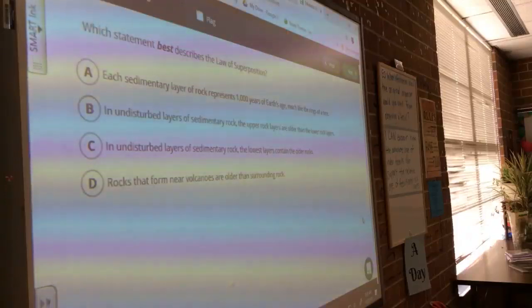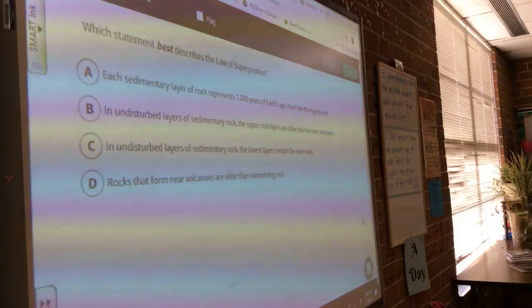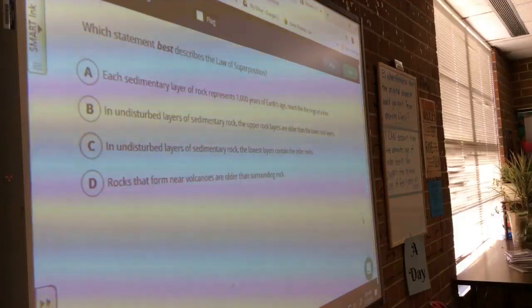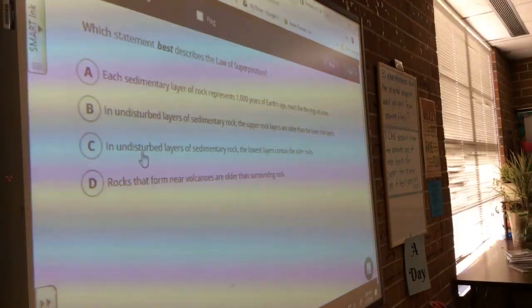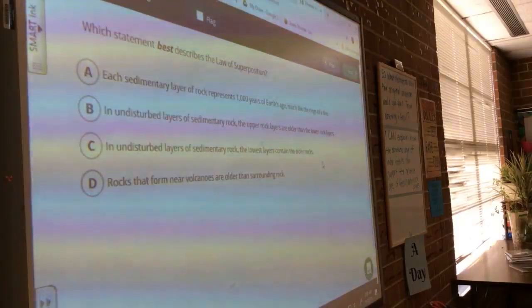C. Undisturbed layers, sedimentary rock, the lowest layers contain the older rocks. Make sure there's keywords you're looking for. You're looking for undisturbed, and you're looking for lower is older. You have to make sure both those are correct.